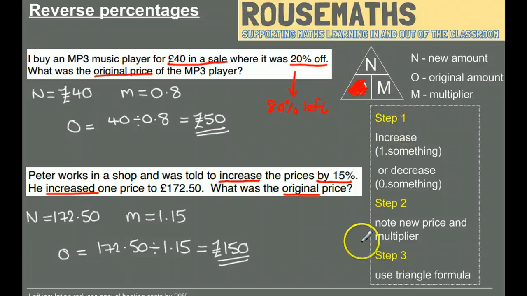So on the right hand side I'll just put a little 3-step reminder. So look for if it's an increase or a decrease. If it's an increase, your multiplier is 1 point something. If it's a decrease, 0 point something. Once you've got your multiplier, note down your new price, and then you can apply the formula in the appropriate way. If you're in your exam and you've got a mixture of percentage questions, then it's important to identify whether you have a new or original price, and that will help you do the right method.